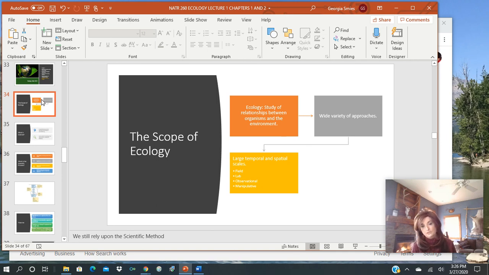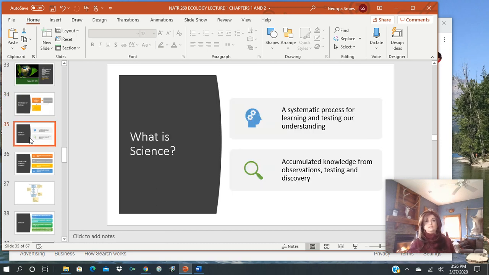How much observational data are you going to need? And how much hands-on work has to be done? That affects the scope of any ecological field study. So, before you go out and do your study, it's often a good idea to remind ourselves of what exactly is science and what is the scientific method.